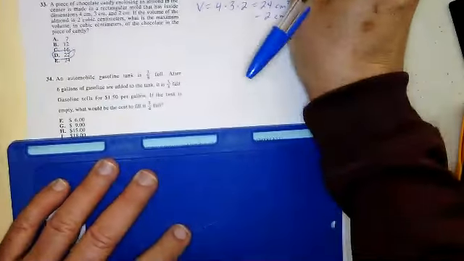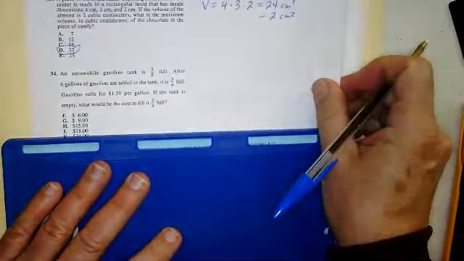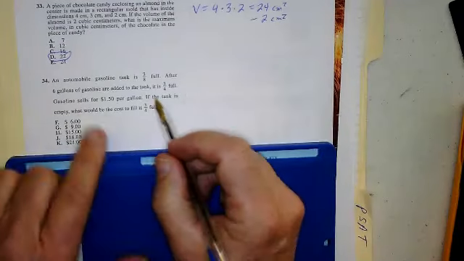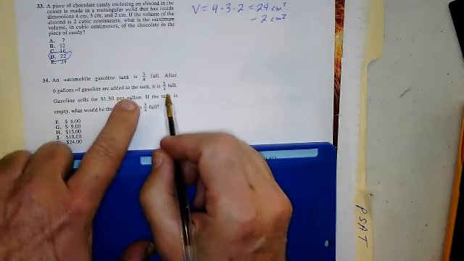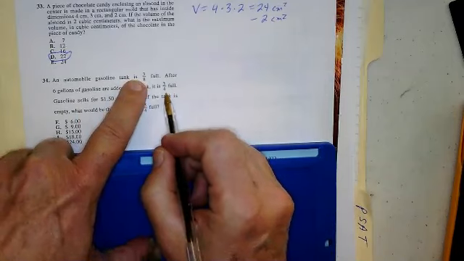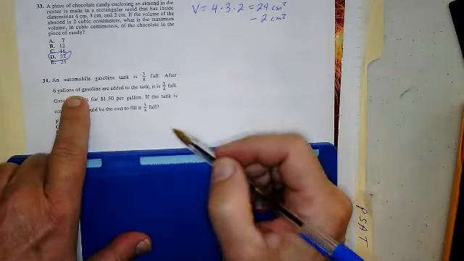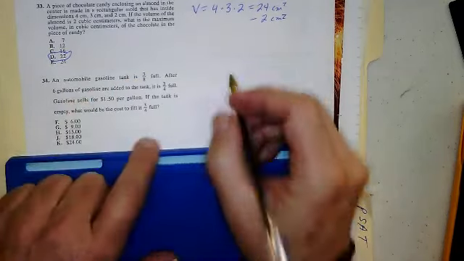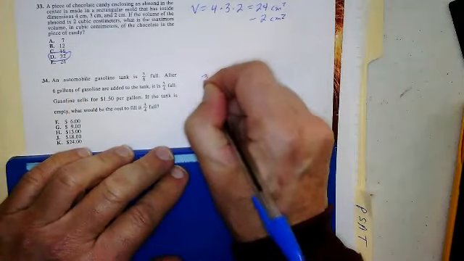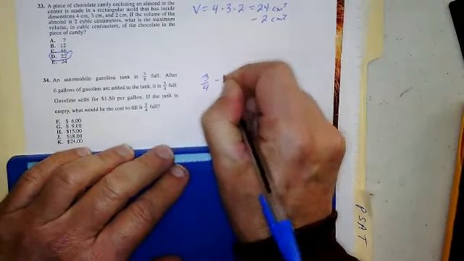Okay, number 34. An automobile tank is 3/8 full. After 6 gallons are added, it is now 3/4 full. Okay, so the difference between these two is going to tell me what part of the gas tank is 6 gallons. So I take 3/4 minus 3/8.